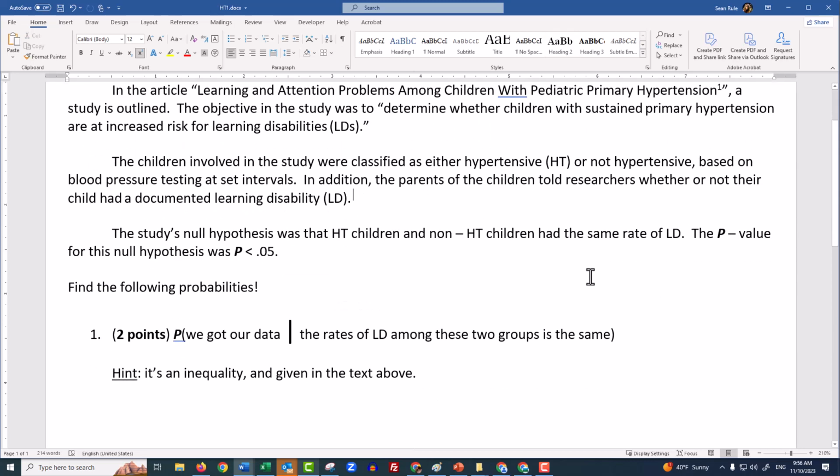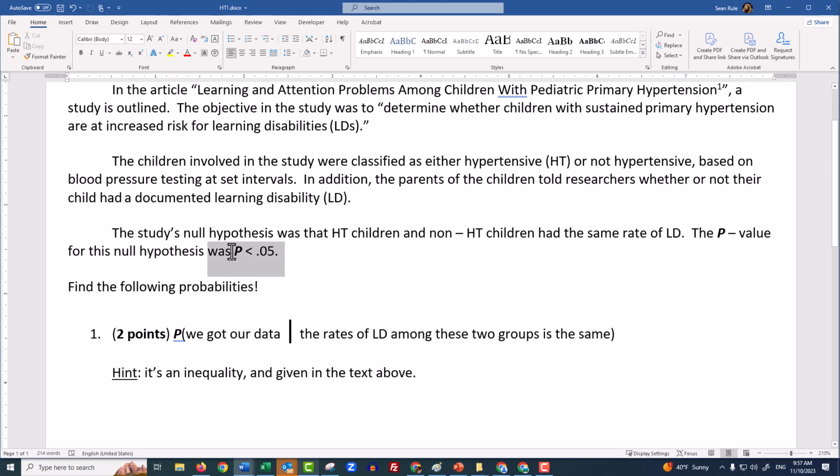Now the null hypothesis is that there's not. There's no difference between hypertensive children and non-hypertensive children in the rate of learning disability, because that makes the most sense. Assume there's not and then collect data. If you get data that shows they're not, oh well. But if you do, then it's, oh wow, there's an association. So that's what the p-value tells you.